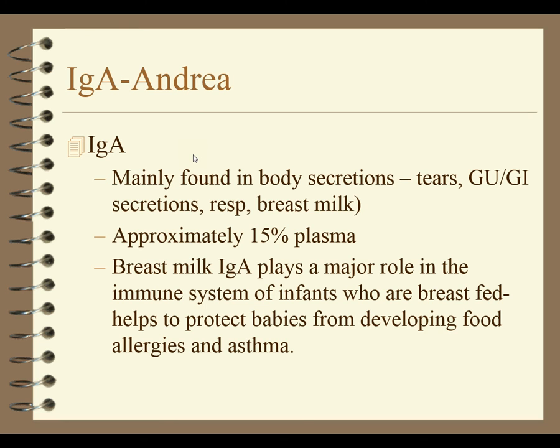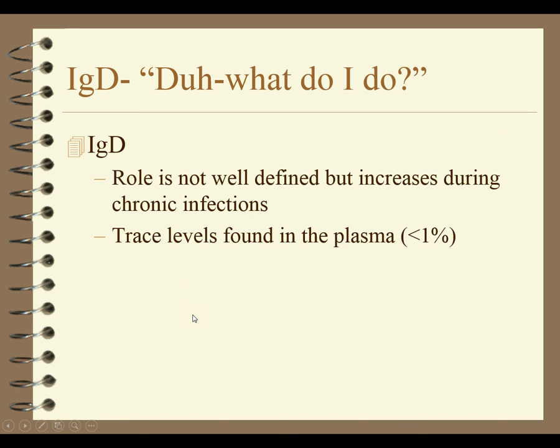IgA, Andrea. She is mainly found in the blood, and in the secretions of our tears, our GU, our GI secretions, our respiratory tract, and our breast milk. She's responsible for about 15% in the plasma. Breast milk IgA plays a major role, we know, in the immune system of infants who are breastfed. They do not get as many allergies, particularly asthma. They do not get as many viral respiratory infections because, again, she lives in the respiratory tract, so she helps fight those. So another reason to breastfeed.